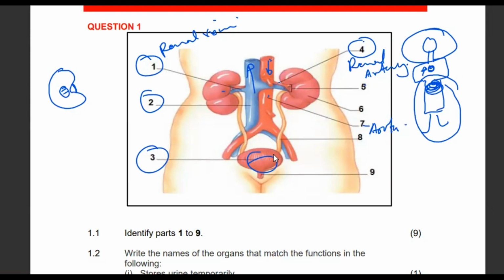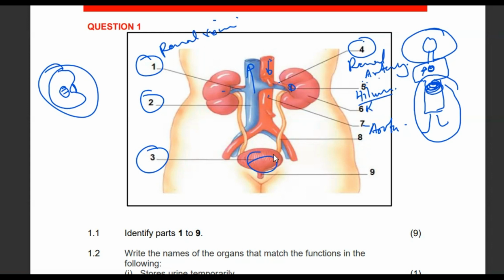Number 5. What is number 5? Number 5 is just this junction. This junction is what they're talking about. We call it the hilum. So that's how we call this part, and you need to know how to label this. And then number 6: when you look at number 6, they are looking at this shape. So it's just a kidney. So you must not fail.